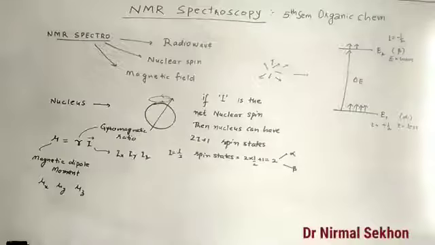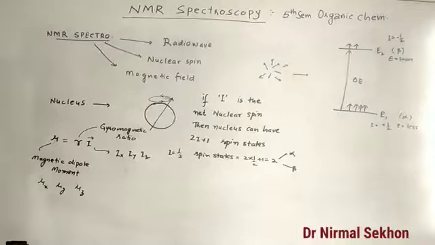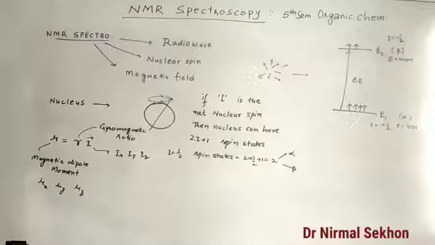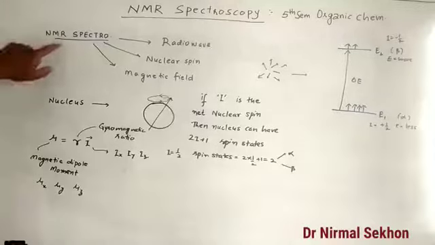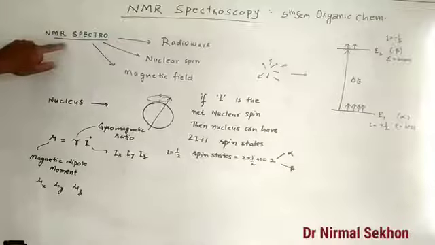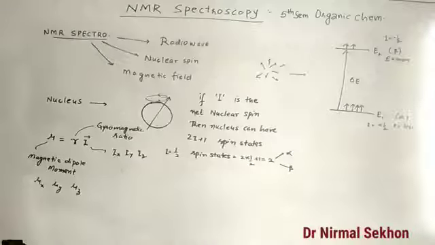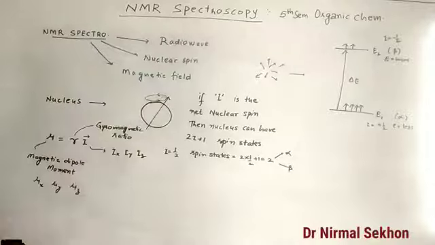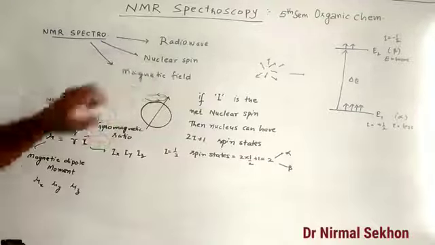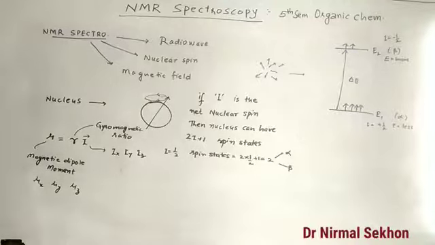Good morning. So in this lecture we will further try to understand NMR spectroscopy more deeply. NMR spectroscopy, as we studied in the previous lecture, is a combination of three things. We use radio wave radiation, which is electromagnetic radiation, of a fixed wavelength. Then we studied the nuclear spin.